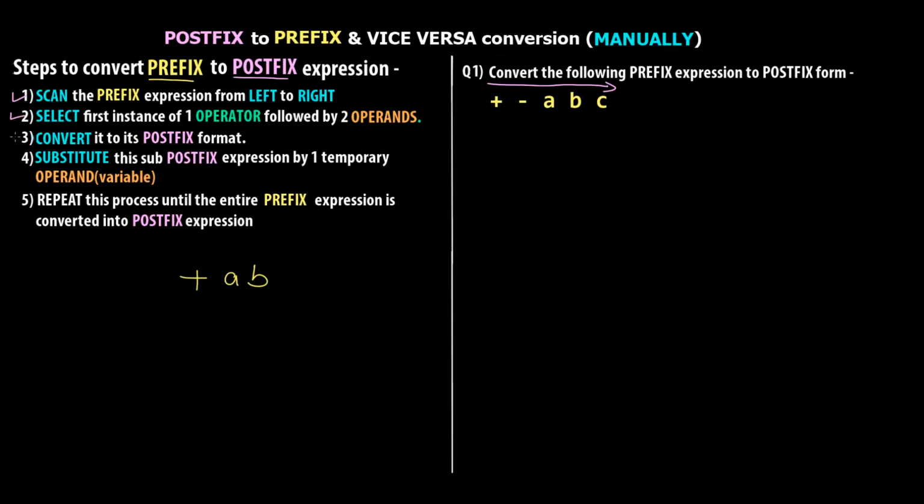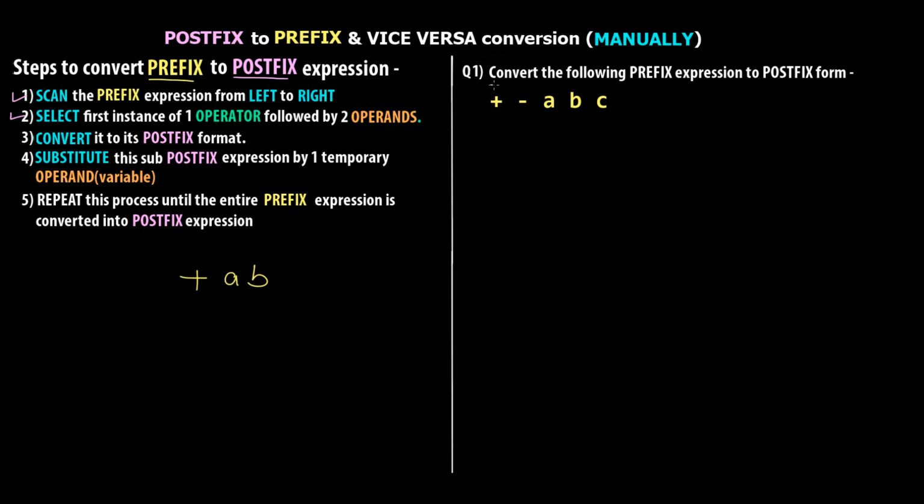And then in step number 3 we have to convert it to its postfix format. We have to substitute this postfix expression by one temporary operand, just like we were doing in postfix to prefix. We were converting the postfix sub expression to its prefix format, and then we were substituting that prefix string using an operand. So similarly in this case we have to substitute this sub postfix expression by one temporary operand, and then repeat this process until the entire prefix expression is converted to postfix format. So if these rules are not making sense as of now, let's quickly apply them onto this example.